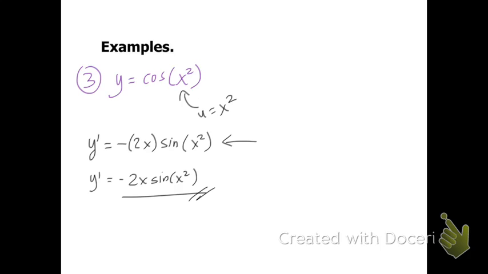Please do not multiply this x with this x squared. Please don't do that. This x squared is inside the sine function. You cannot touch it. That's the answer. You can leave it like that. So I think they are pretty easy. We are not going to work with anything weird.